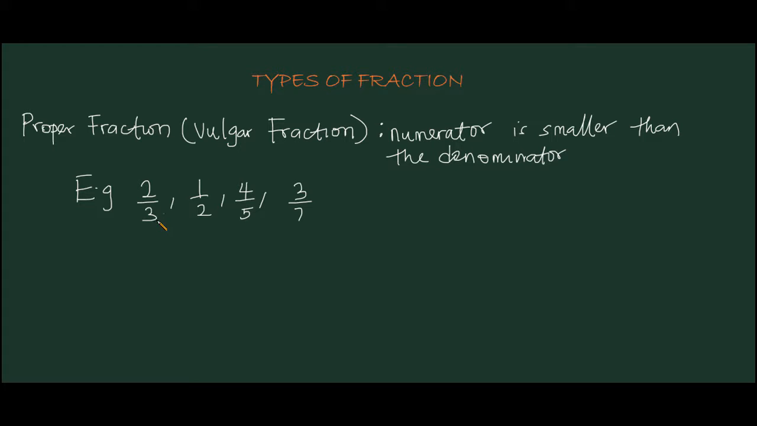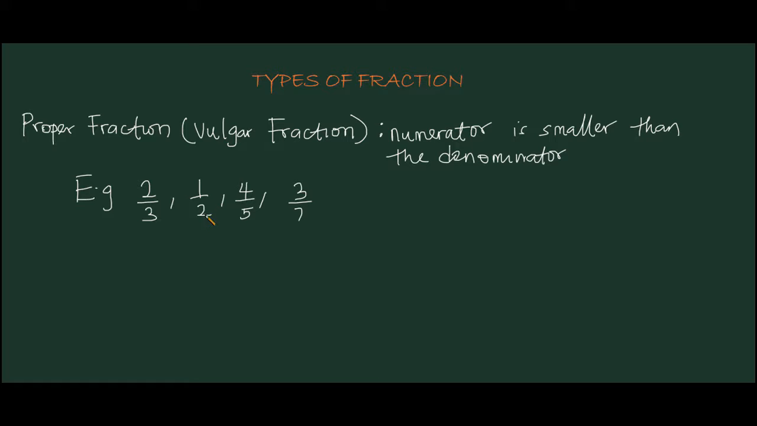2 is smaller than 3, 1 is smaller than 2, 4 is smaller than 5, 3 is smaller than 7. In another simpler illustration, we can imagine the denominator to be people carrying or lifting up others. So we can say it is easy or proper for 3 people to carry 2 people.